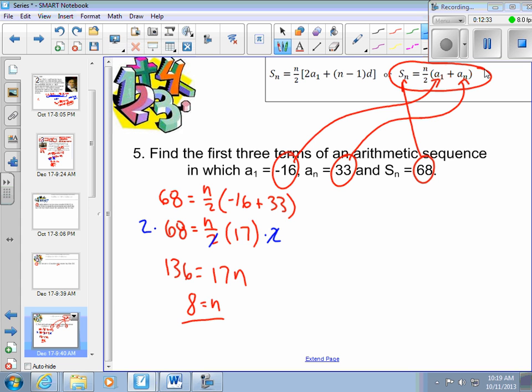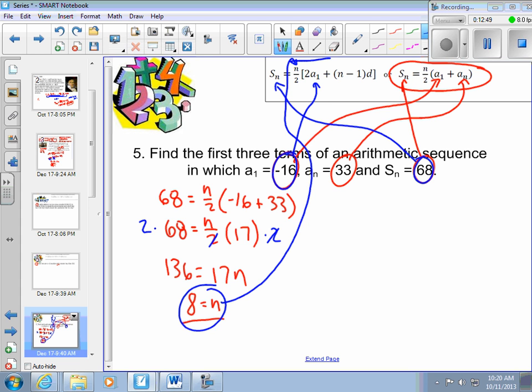So using this other formula and plugging in some of the same numbers, we could put 68 here. We could put negative 16 in for there. We now know n, and we could substitute that in for here and here, and we could find out our common difference. So we got 68 equals 8 over 2 times our first number, negative 16, plus 8 minus 1. What we don't know is what it is increasing by each time. What's the difference? So we got some simplifying to do here.